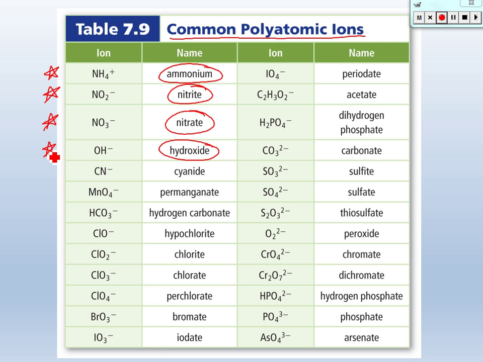Those are very common. And then in this other column over here, I would like you to know these ones. Okay, sulfite. Sulfite is SO3 with a -2 charge. Sulfate is an SO4 with a -2 charge. And then finally, this one down here, phosphate. Phosphate is PO4 with a -3 charge.